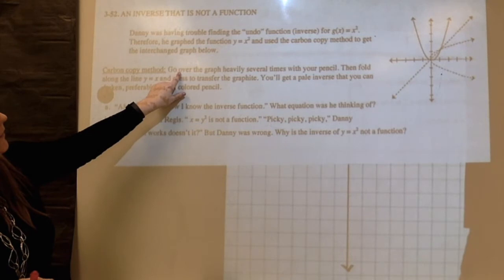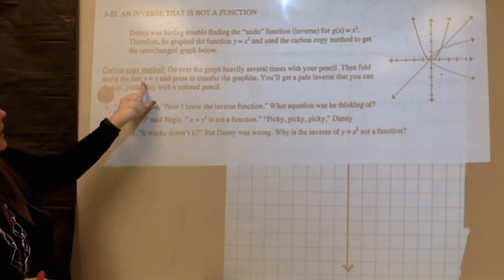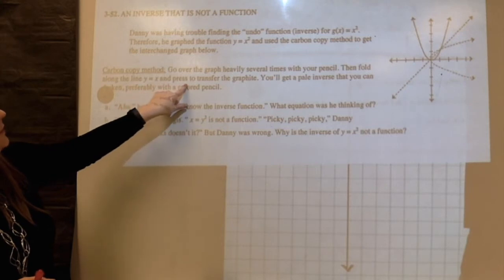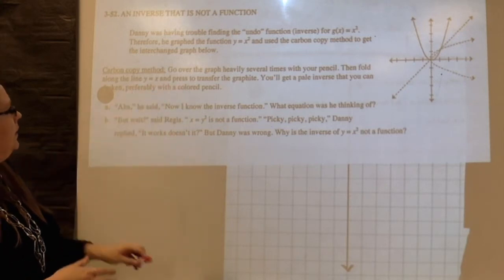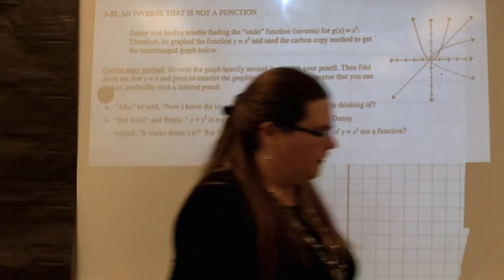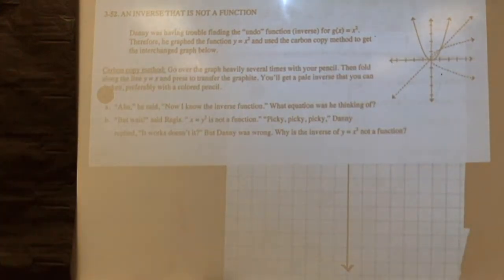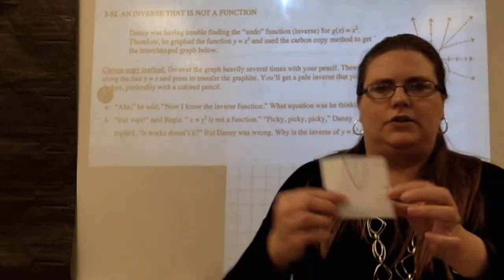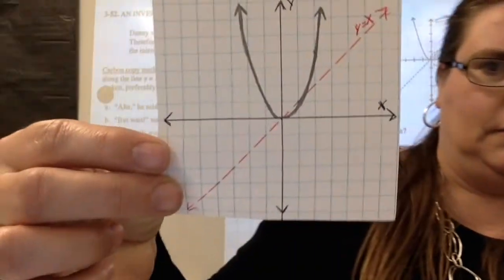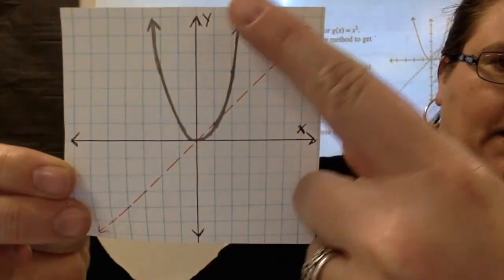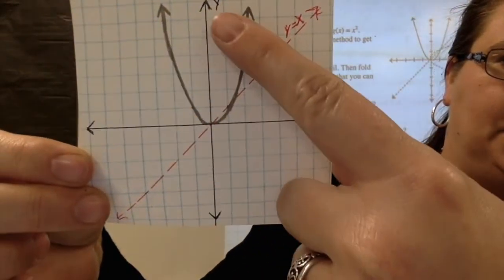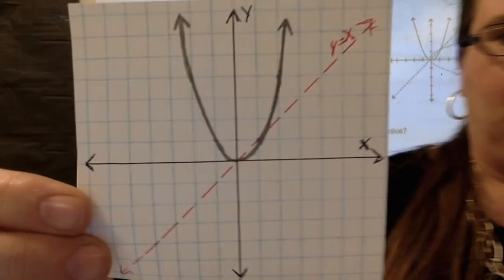It says to go over the graph heavily several times with your pencil, then fold along the line y equals x and press to transfer the graphite. You'll get a pale inverse that you can see and preferably color over with a colored pencil. So here's the graph. There's the graph. There's the line y equals x. And I have colored over the graph y equals x squared heavily with a pencil.